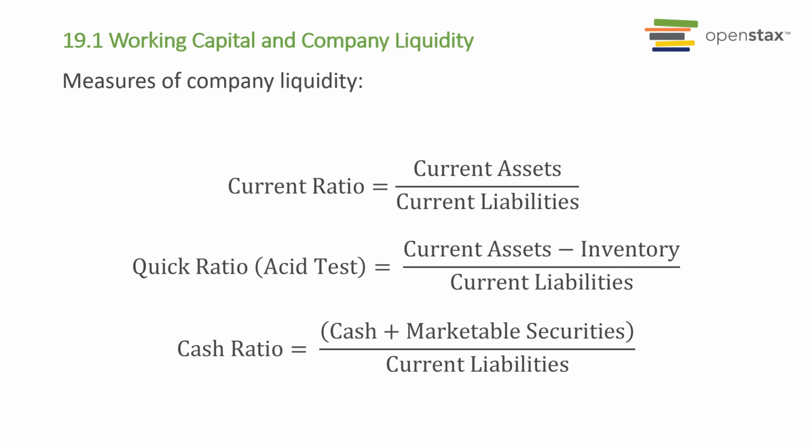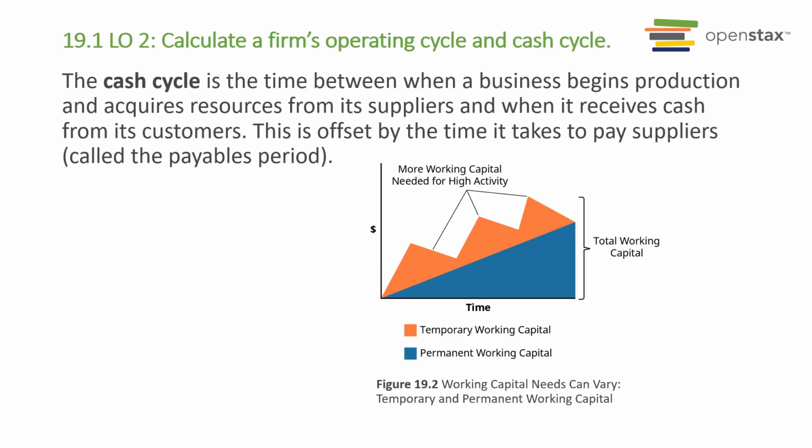Measures of company liquidity include the current ratio, which is equal to current assets divided by current liabilities. The quick ratio or acid test is equal to current assets minus inventory all over current liabilities. And the cash ratio is cash plus marketable securities all over current liabilities. The cash cycle is the time between when a business begins production and acquires resources from its suppliers and when it receives cash from its customers. This is offset by the time it takes to pay suppliers, called the payables period.